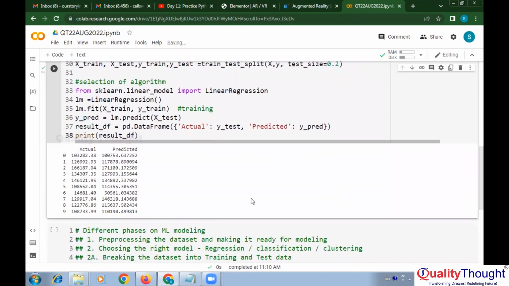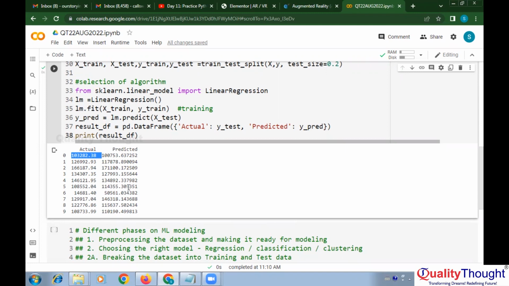Now you see, I think it has only 50 rows. That's why 20% gave us only 10 rows. So this is the actual value. The actual value of the profit is 103K, and it is predicting 100K. Then 126, 117, 166, 171. So this is the actual value and this is the predicted value.